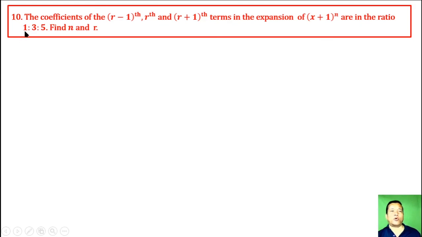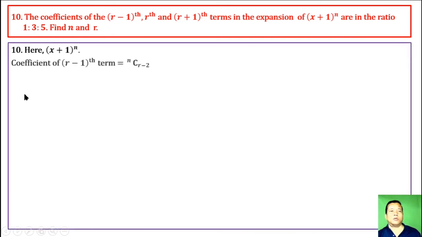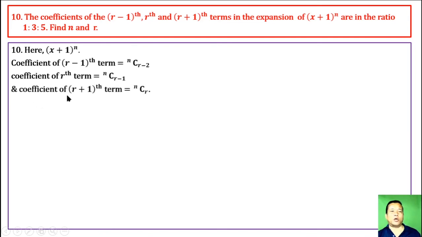Question number 10. The coefficients of the r minus 1, r and r plus 1 terms in the expansion of (x plus 1) whole to the power n are in the ratio 1:3:5. Find n and r. Coefficient of r minus 1 term, that is nC(r minus 2). Coefficient of r term, that is nC(r minus 1). Coefficient of r plus 1 term is nCr. By question, nC(r minus 2) is to nC(r minus 1) is to nCr equal to 1 is to 3 is to 5.